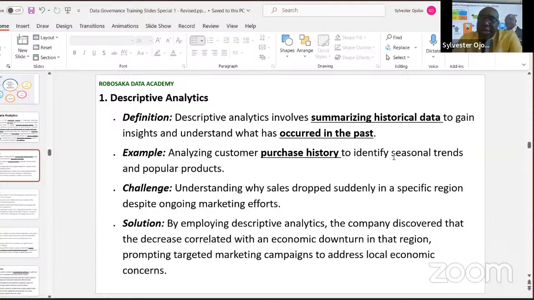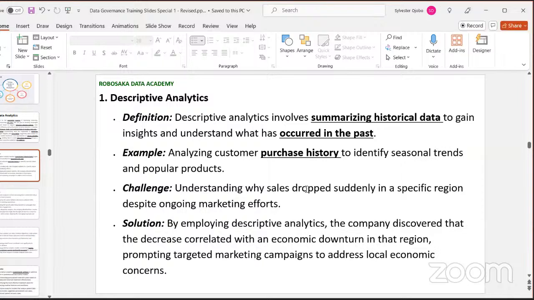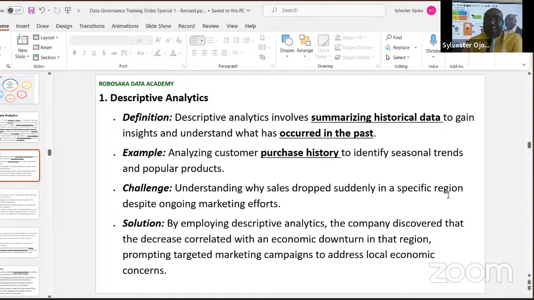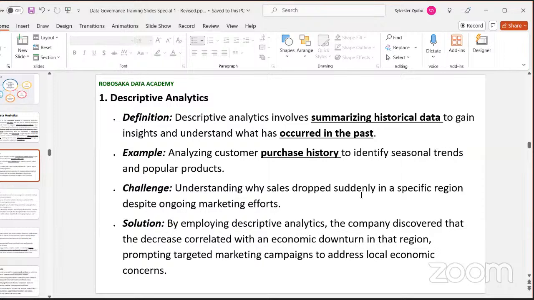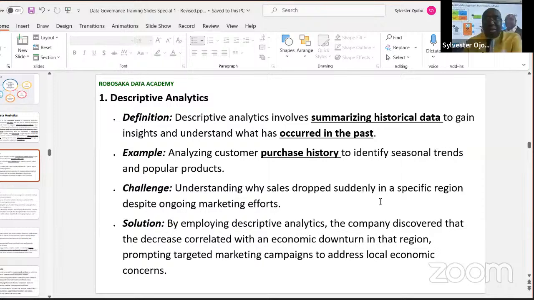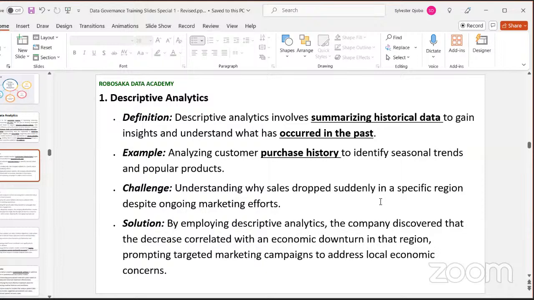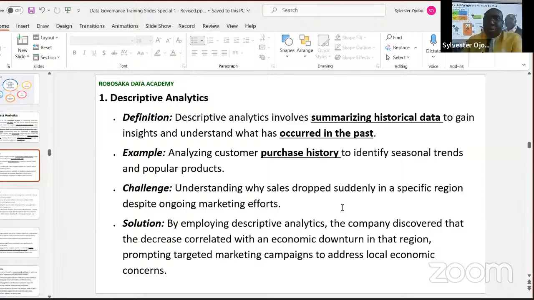So what are the challenges that occur? Understanding why sales drop suddenly in a specific region, despite ongoing marketing efforts. That could be challenging. Why do sales drop when they're not supposed to drop? So what can you use to mitigate against such? You do more research, you don't know. Or by employing what?